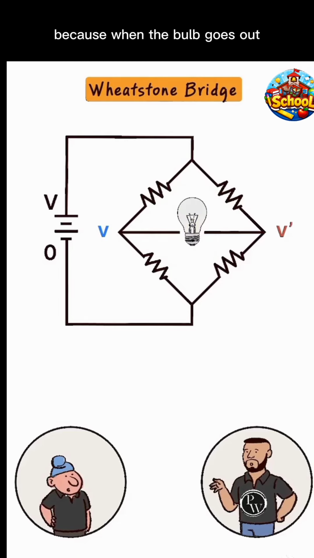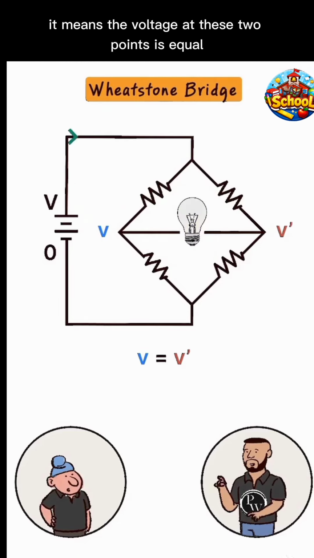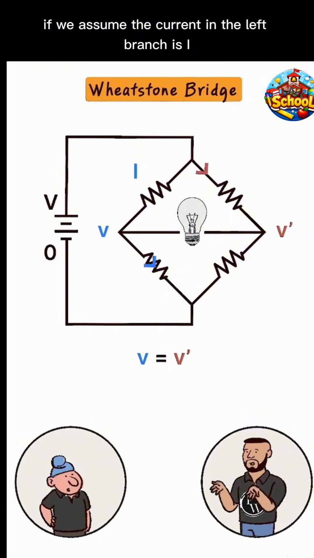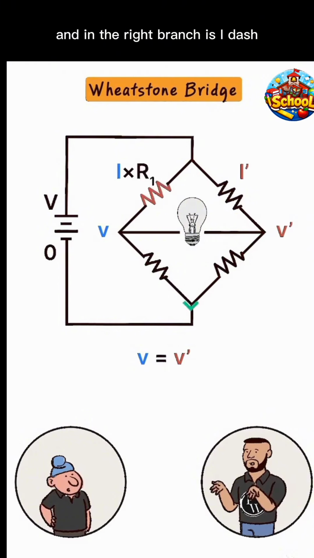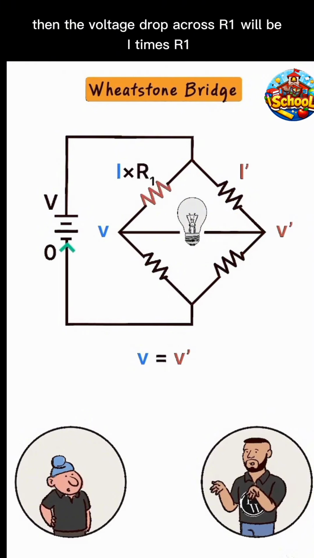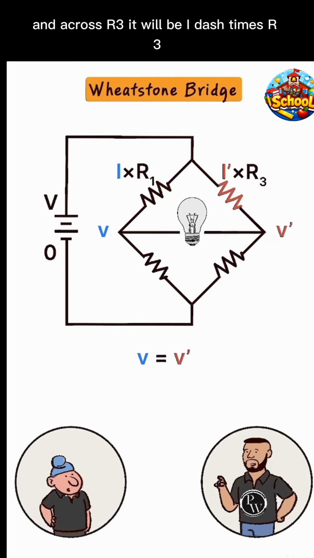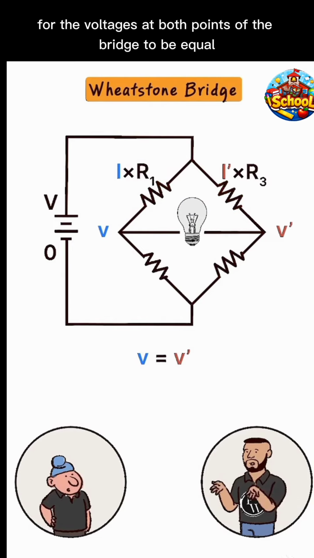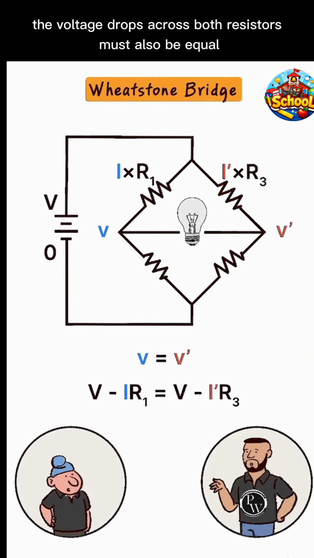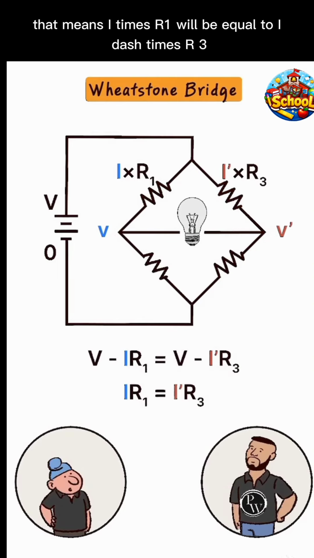Because when the bulb goes out, it means the voltage at these 2 points is equal. If we assume the current in the left branch is I and in the right branch is I dash, then the voltage drop across R1 will be I times R1, and across R3 it will be I dash times R3. For the voltages at both points of the bridge to be equal, the voltage drops across both resistors must also be equal. That means I times R1 will be equal to I dash times R3.